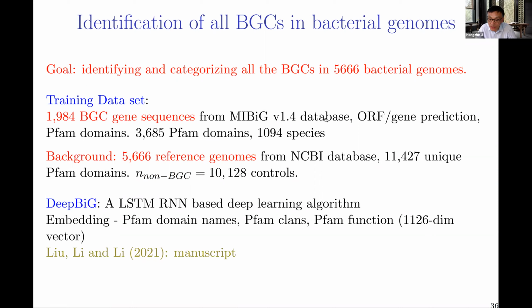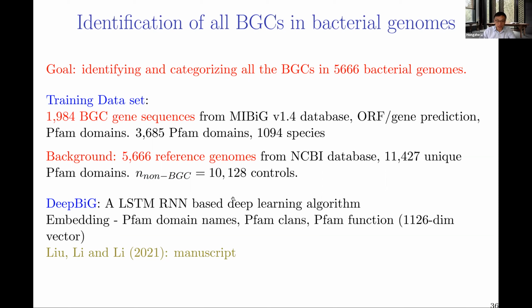So those are the training data, right? Those are the known BGC information. Then in addition, in order to perform prediction, we also need negative controls, right? We need non-BGCs. This essentially follows the original Cell paper. We look at those 6,000 some reference genomes, and we convert their genome sequences also into protein family domain sequences. The total is 11,000 unique protein family domain names. From those, we basically randomly pick some of the domain names and put them together to construct the control, the non-BGCs. So about 10,000 controls, about a 1 to 5 ratio. Okay, so this is how we get the training data set.